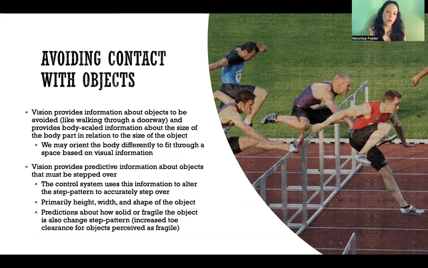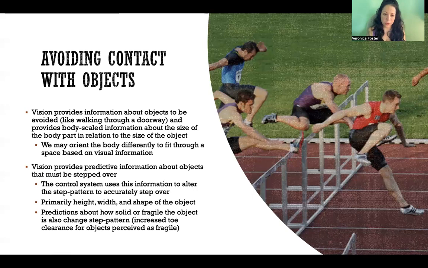Our vision also provides body-scaled information about the size of your body, or the part of the body that needs to miss making contact with the object. And so we might orient the body differently. Let's say it's a small doorway, you might turn sideways or you might duck down. We'll orient the body in whatever way we need to fit through the space based on visual information.